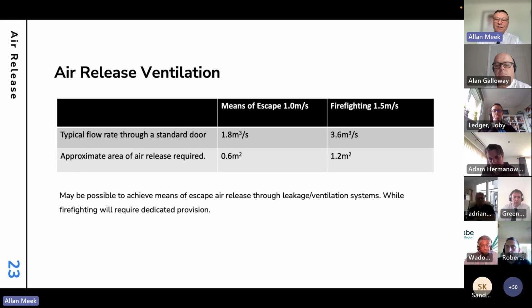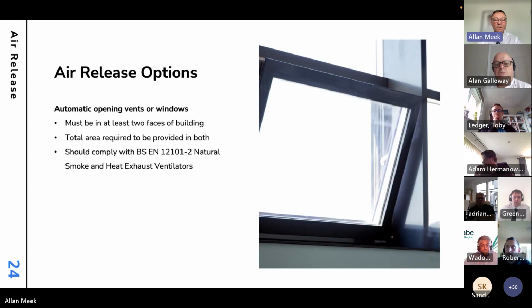It is possible sometimes to get the air release through natural ventilation and leakage for means of escape condition. So it's possible to create this with automatic opening vents or windows. They need to be in at least two faces of the building and preferably opposite each other. That means you need to provide the total area in each side of the building, not half and half, to allow for adverse wind pressure. If we're using this method, then the ventilator should comply with BS EN 12101 Part 2, the natural smoke and heat exhaust ventilator standard.